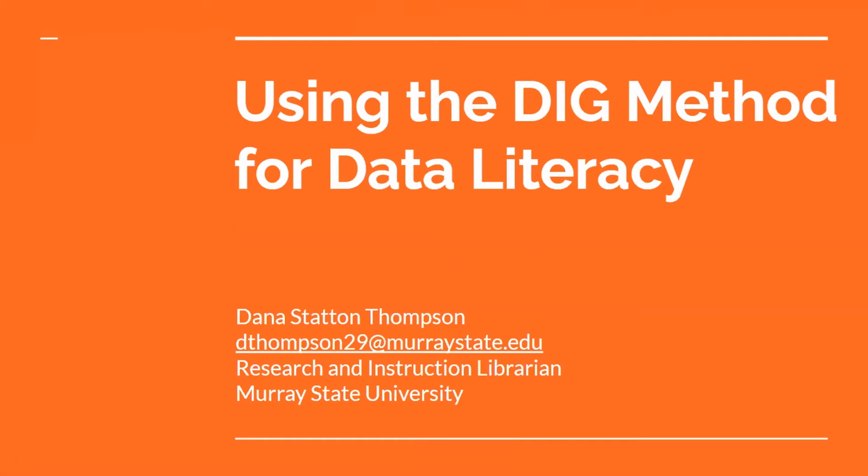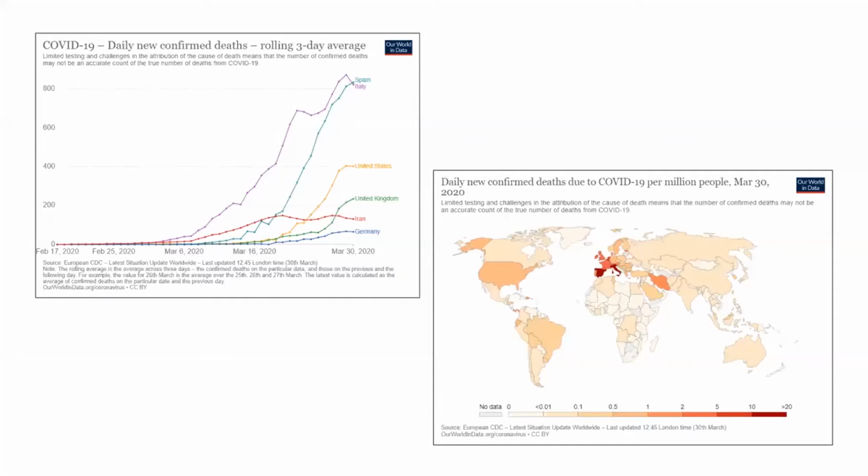In this short presentation, I'll explain how you can use a modified version of the DIG method for data literacy, specifically with data visualizations and other images that rely on data, such as charts, graphs, and infographics. As a research and instruction librarian, I often incorporate lessons on data literacy and visual literacy into my instruction sessions for business students. So in these sessions, I focus on teaching students how to read the photographs, charts, and infographics that they encounter in databases such as IBISWorld and Statista, and news sources such as the New York Times and the Wall Street Journal.